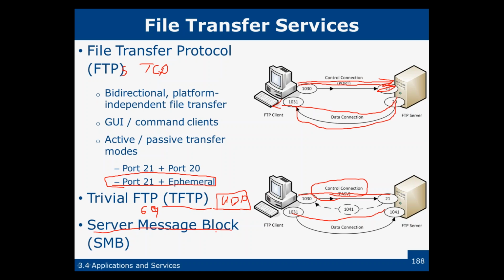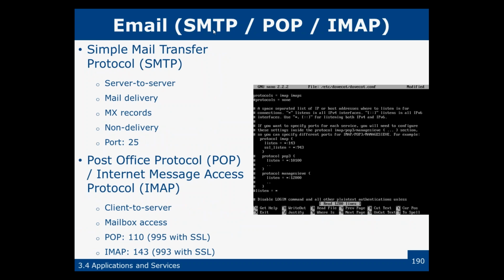SMB, server message block, is the thing that's available from Windows that allows file and print sharing. The software that you can install or runs on Linux that makes this compatible is called Samba Server. So Samba Server on Linux works with SMB, server message block, in Windows, and that allows file and print sharing on a Windows machine.